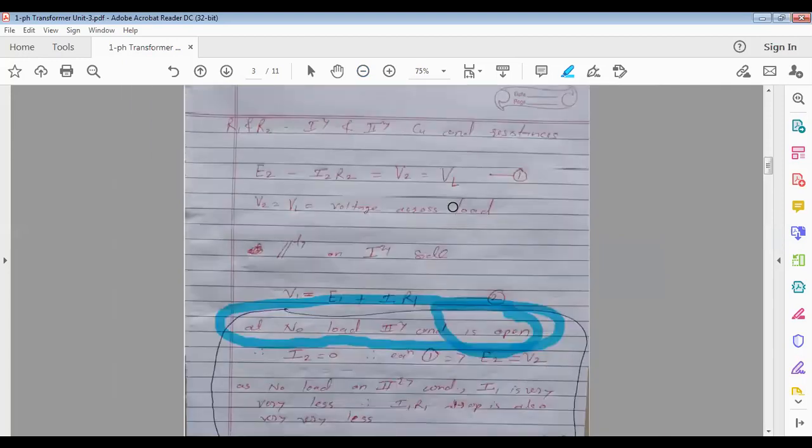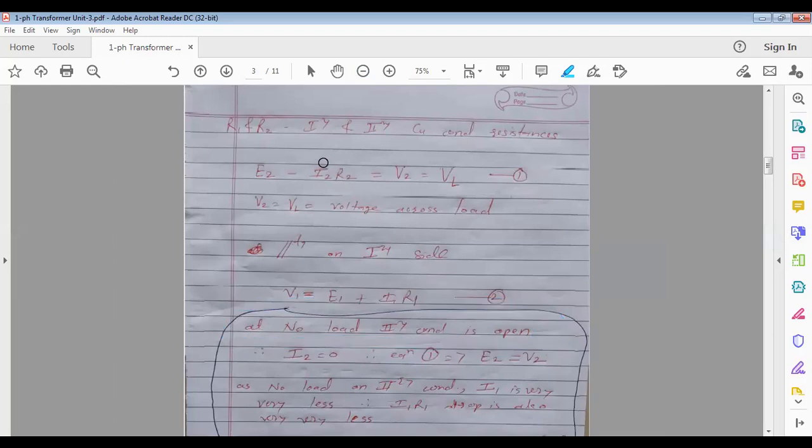Yes. There is no load on the secondary. Means what does it mean? Secondary is open. If secondary is open, what is the value of I2? 0. It will be 0, correct. Then in this equation on the secondary side, what is the I2 R2 drop at no load? 0. It will be 0. Then what equation will you get on no load?